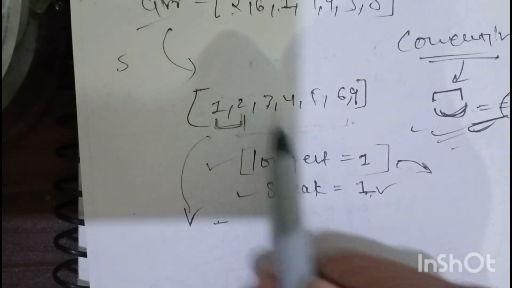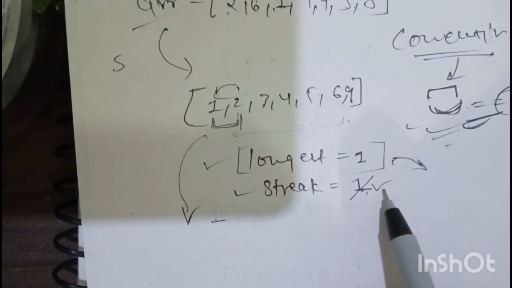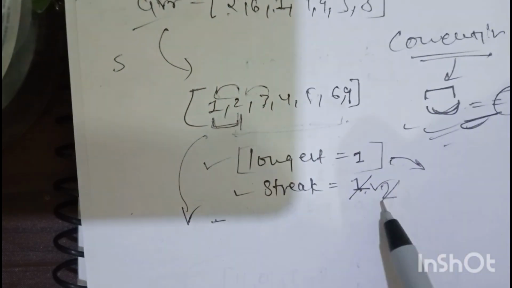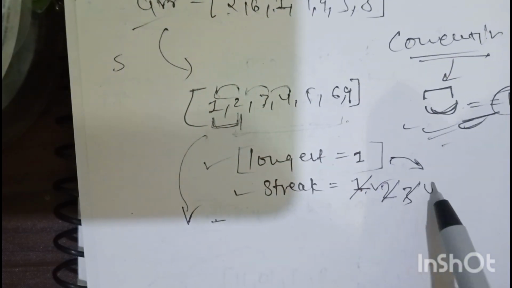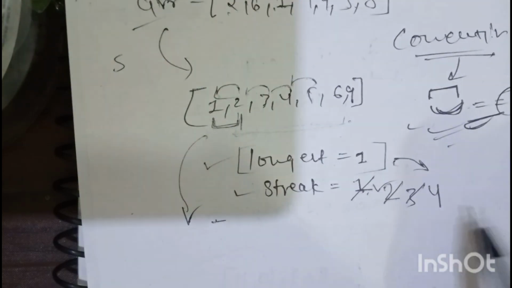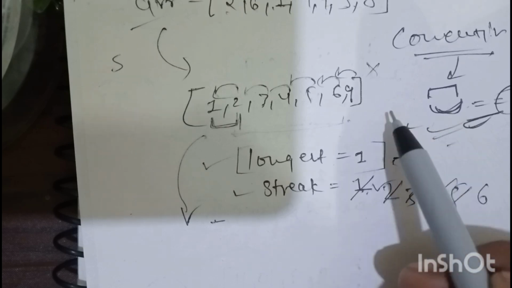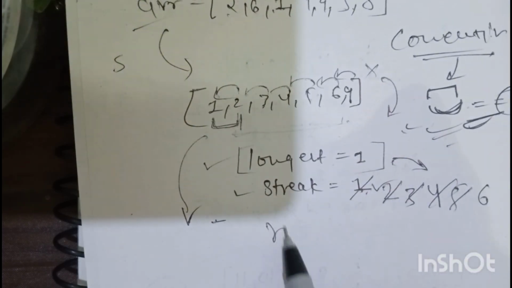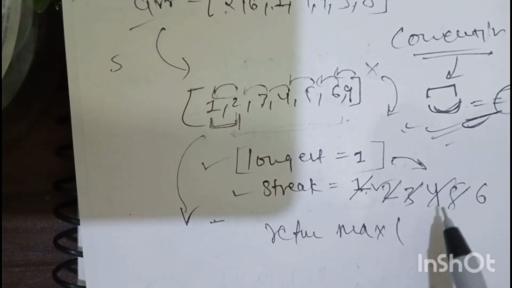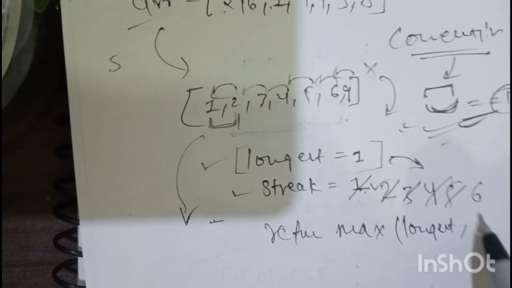Now, check the difference. 2 and 1 have a difference of 1, so the current streak is 2. Next the difference is 1 again, current streak is 3. Then 4, difference is 1, so current streak is 4. Difference is 1 with 5, and so on until it becomes 6. Here, when the difference is not 1, we will terminate the loop and return the maximum of longest and streak.